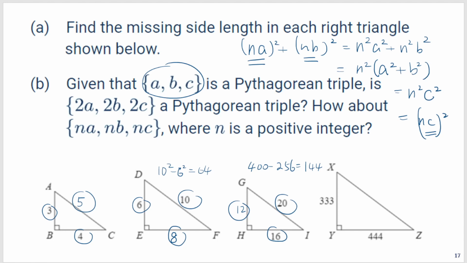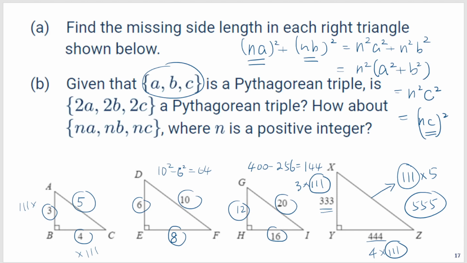Which means originally, if you have a Pythagorean triple A, B, C, and you enlarge each of the numbers by a factor of n, where n is a positive integer, then the new numbers NA, NB, and NC are still a Pythagorean triple, right? So here, this number is 3 times 111. This number 444 is actually 4 times 111. So as you can see, we have just enlarged each number by a factor of 111. So we know that the hypotenuse is the number 5 enlarged by a factor of 111, right? So that's 555. You don't have to use a calculator to find the hypotenuse.